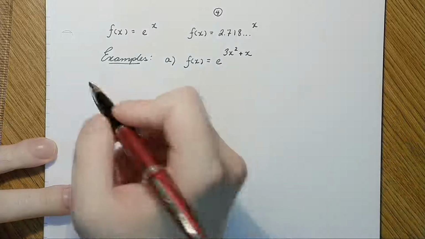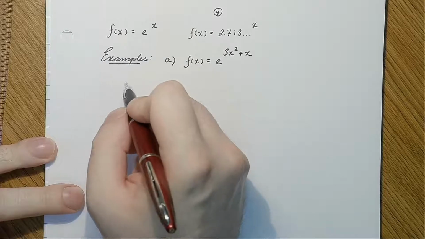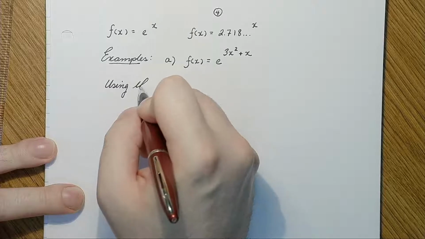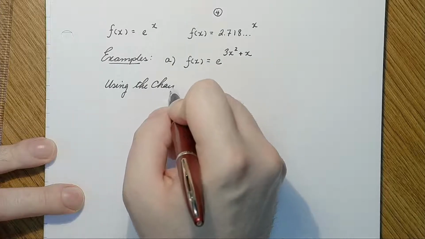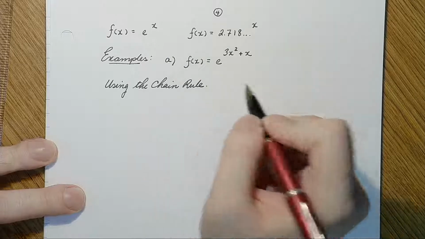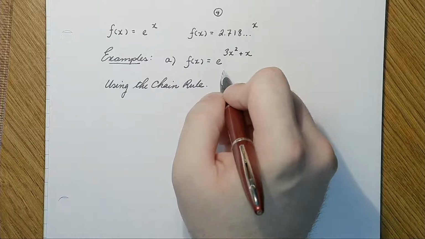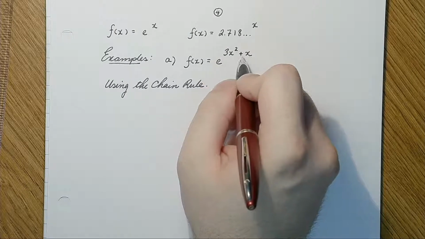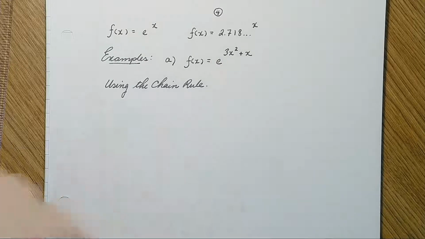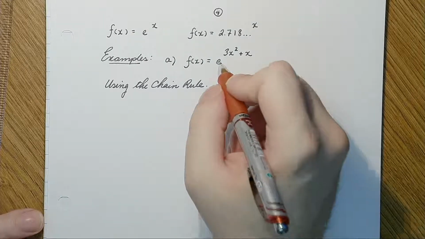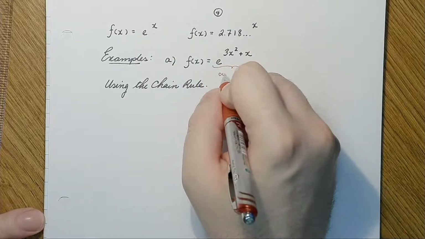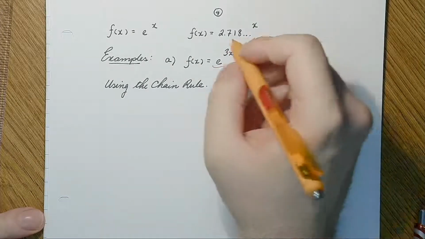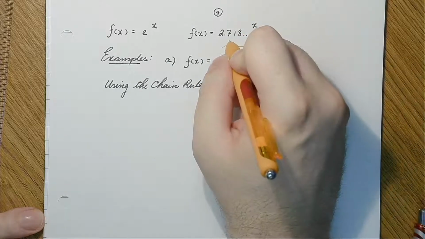And in this case, to find the derivative for this, we have to use the chain rule. So using the chain rule, in this case, we'll say that our e is our outside function and our 3x squared plus x is our inside function. So here is our outside function. Because again, people want me to use more colors. And here's our inside.